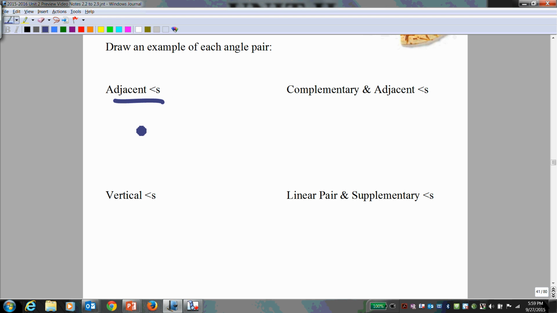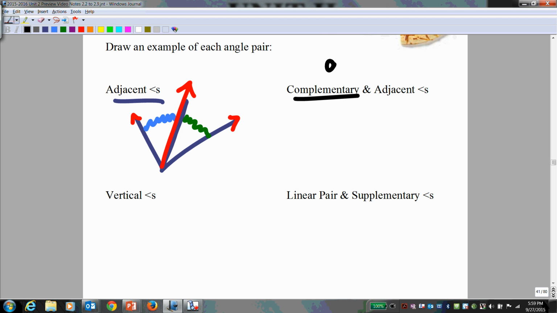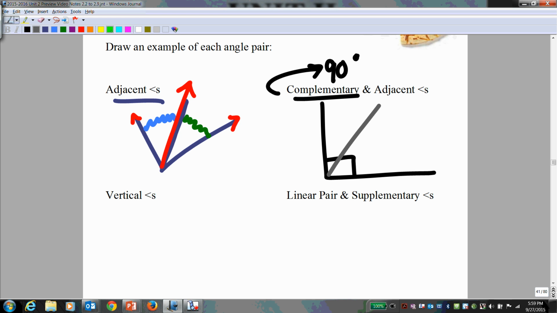Adjacent just means two angles that are back-to-back, share a spine. So this blue angle here, this green angle here, they share a spine, also known as a common ray. That would be adjacent. Complementary means sum 90 degrees. So that's two angles that add up to 90. So this green angle and this pink angle are both adjacent. They share a spine and they're complementary. They add up to 90 degrees.